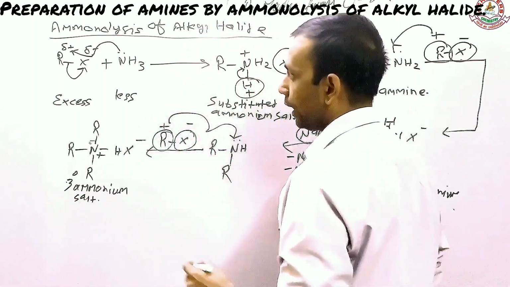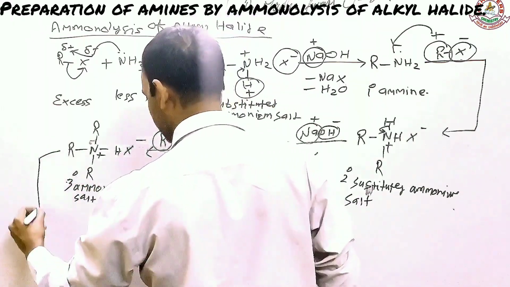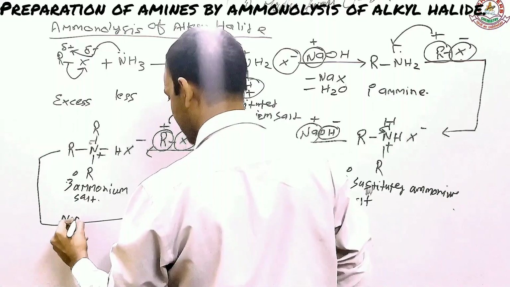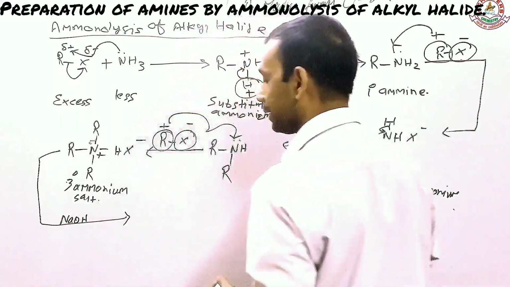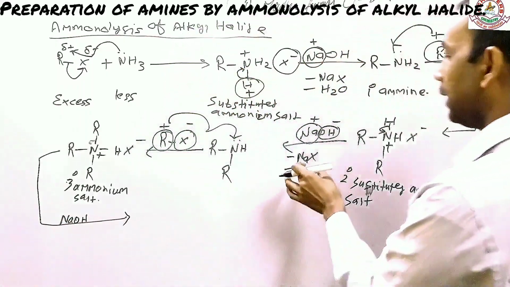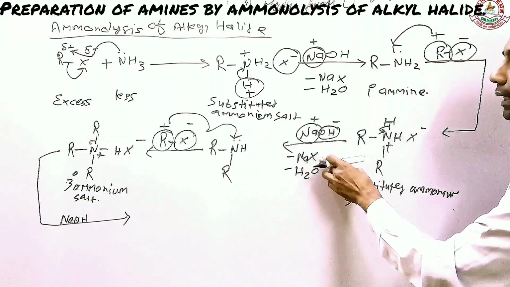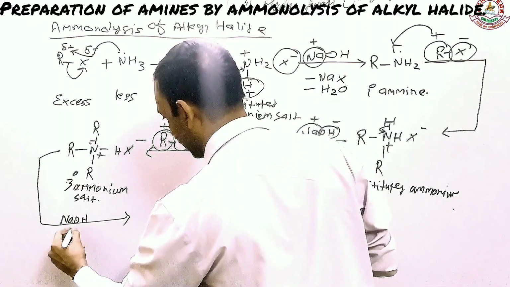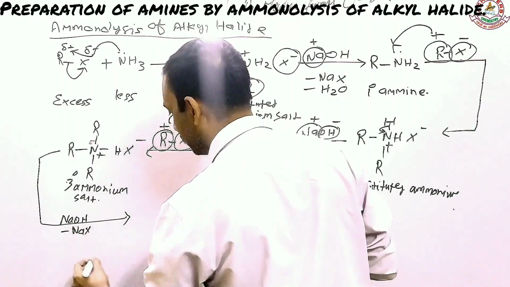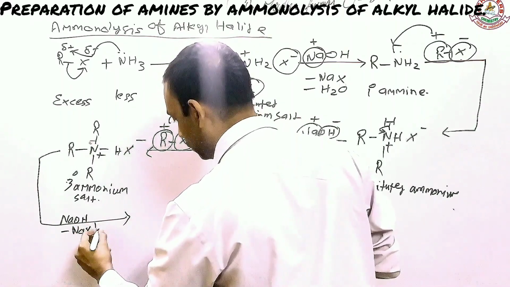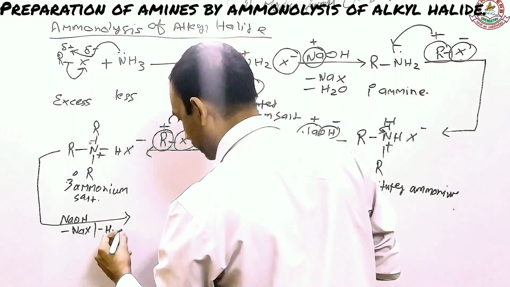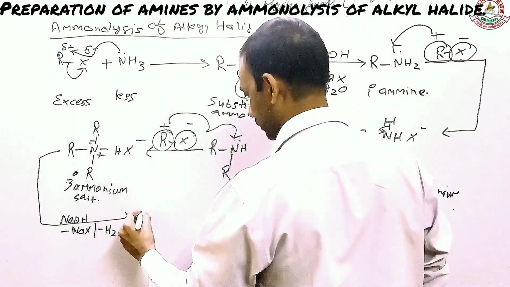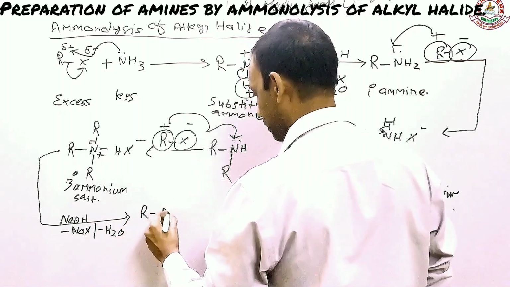Now what happens again? This will react with NaOH. Like I said, in most of the cases, one molecule of sodium halide will be released, and one molecule of water will be released. So this is what is going to happen. NaX will come out, and along with that, water will also come out. And after water comes out, this will convert into a 3 degree amine. So this is what the product will be.